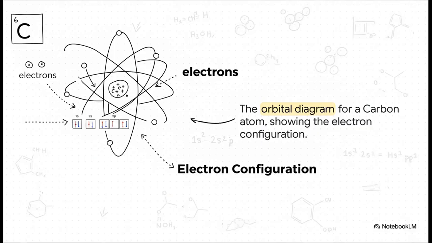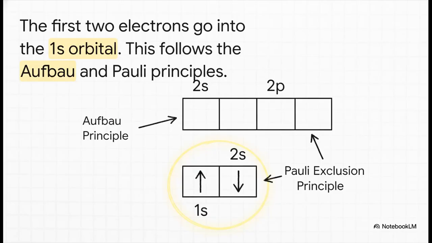Let's start with a blank slate. We've got our 1s, our 2s, and our 3 2p orbitals all empty and ready to go. Now let's place those 6 electrons. Okay, electron number 1. Where does it go? The Aufbau principle says it goes to the lowest energy spot, so boom, into the 1s orbital. Now for electron number 2. It joins the first one in the 1s, but with an opposite spin. That's the Pauli exclusion principle. And just like that, the 1s orbital is totally full.